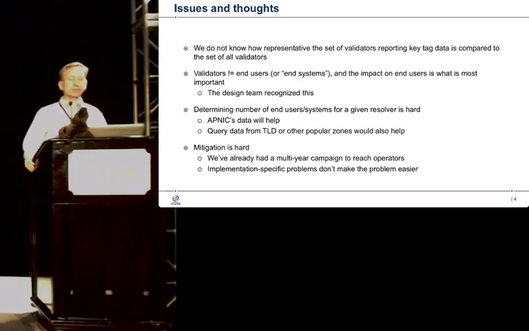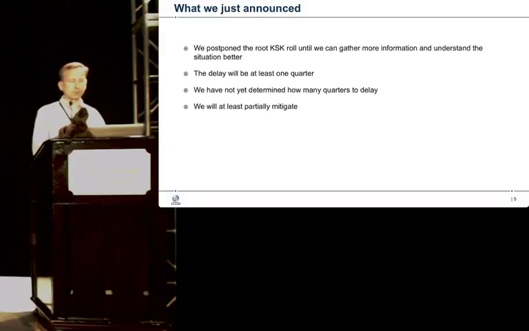And mitigating this is going to be hard. You've probably seen me personally talk about the KSK roll in multiple venues, and you're tired of hearing me and other ICANN people talk about it. And so despite all this talking, yet we have the data that we have. And the fact that we have some implementation-specific problems makes it complicated as well. So, I mean, mitigation is going to be difficult.